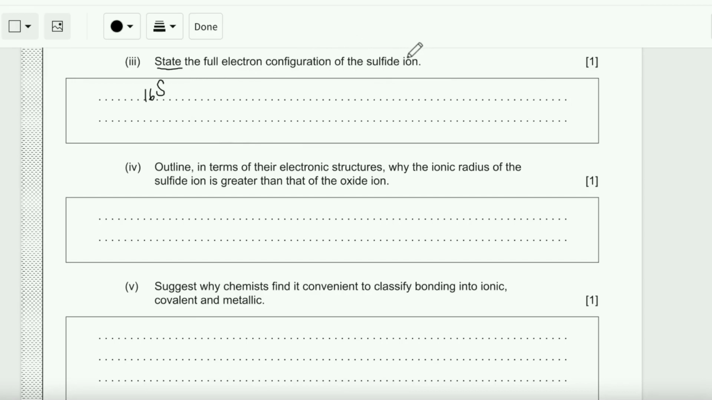sulfide ion. Because it's an ion, it's 2-. So the number of electrons now becomes 18. The full electron configuration becomes 1s2.